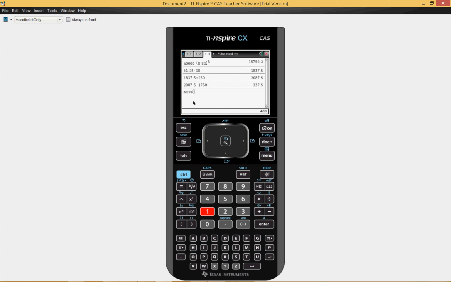Menu 3.1. I want to solve, and I'm going to copy this 337.50 and paste it in there. 337.50 is equal to my principal, 1750, times my rate, which we don't know, times my time, which is 2.5 years, over 100, comma R. 7.71%. Is that what you got?